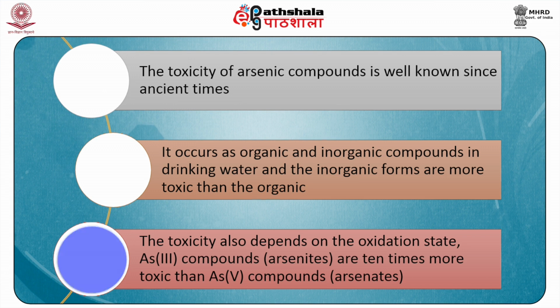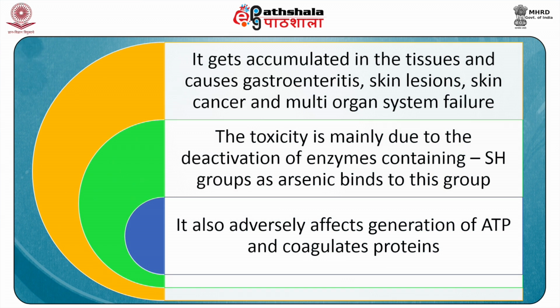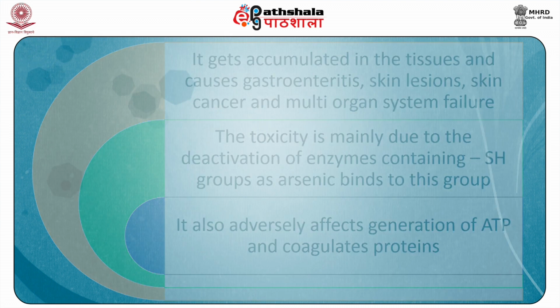Arsenic 3 compounds or arsenites are 10 times more toxic than arsenic 5 compounds or arsenates. Arsenic gets accumulated in the tissues and causes gastroenteritis, skin lesions, skin cancer, and multi-organ system failure. The toxicity is mainly due to the deactivation of enzymes containing thiol groups as arsenic binds to this group. It also adversely affects generation of ATP and coagulates proteins.